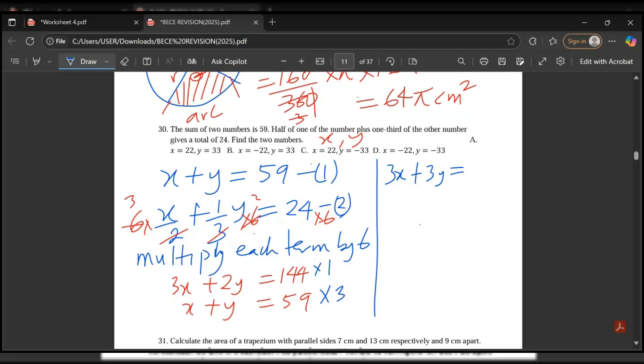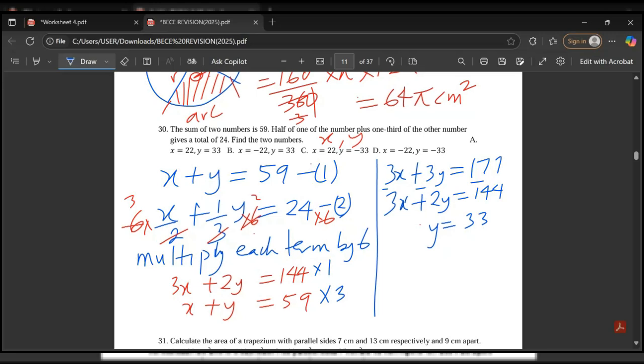Okay, so 59 times 3 now. 59 times 3, that is 177. So the second equation, which is 3x plus 2y equals 144. So I can subtract now. If I subtract, I will eliminate the x. So that is 3y minus 2y. That gives us y equals 177 minus 144. That gives 33. So the value of y is 33.